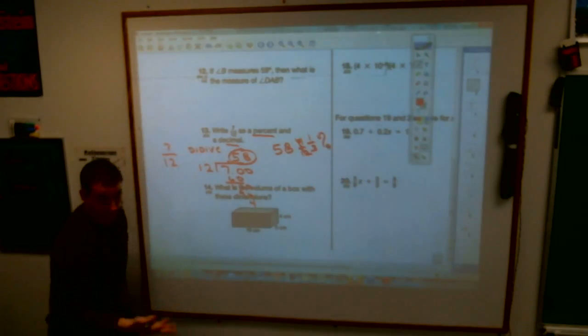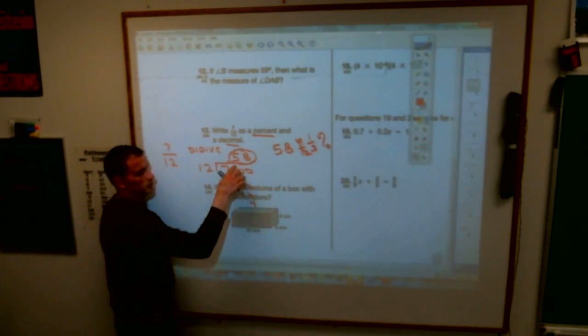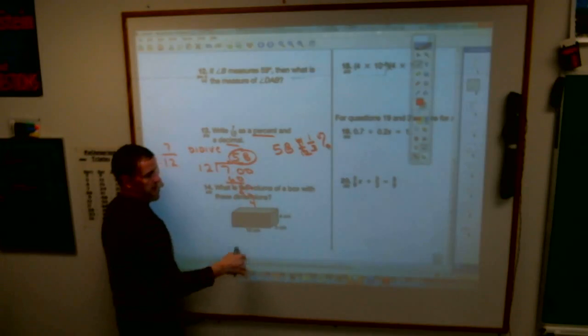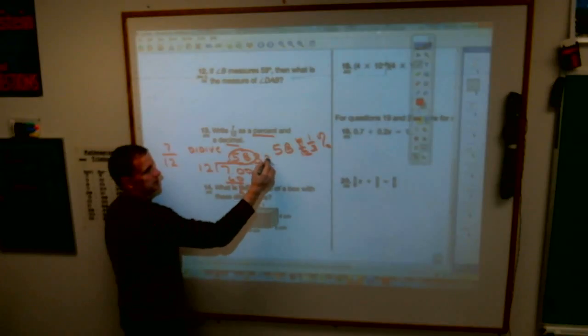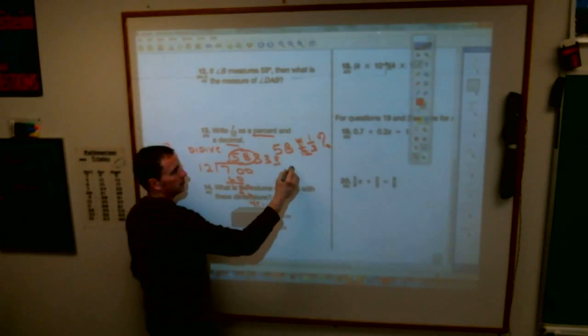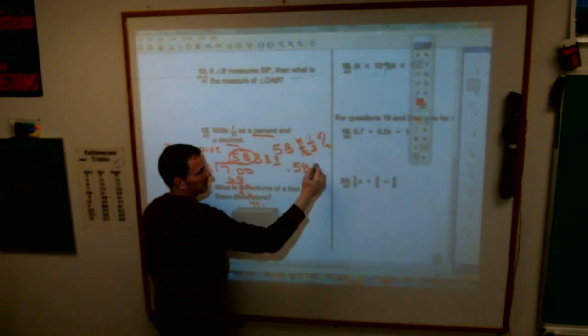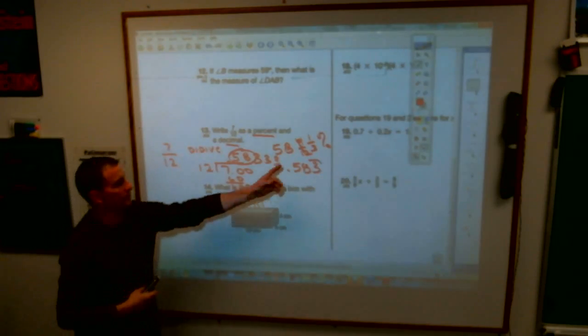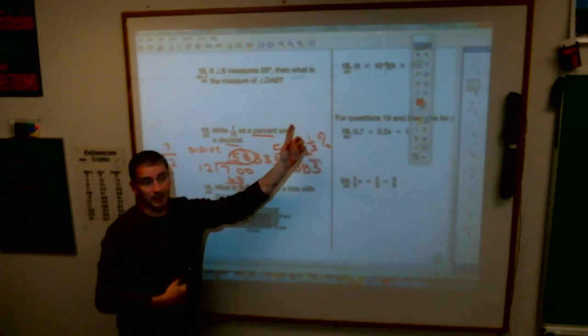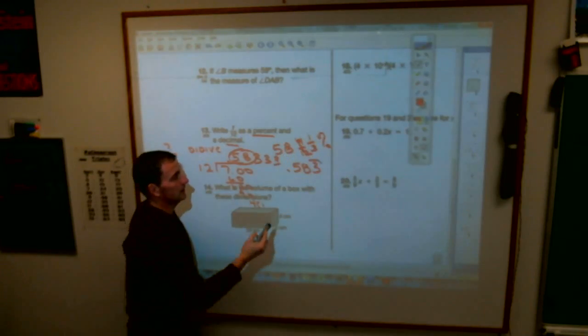Now to get to the decimal, you just keep going with this division. How many times will 12 go into 40? 3 times, and you just keep getting 3s. So the decimal is 0.583 repeater. Some of you got 1/4 there, and I don't know the numbers you got there, but okay.